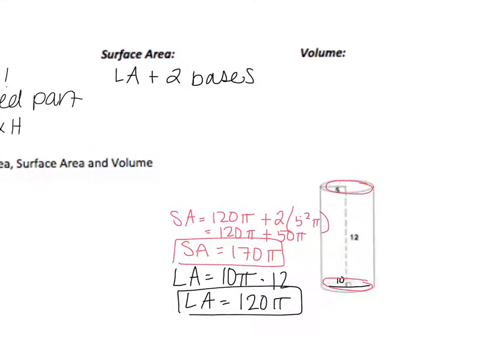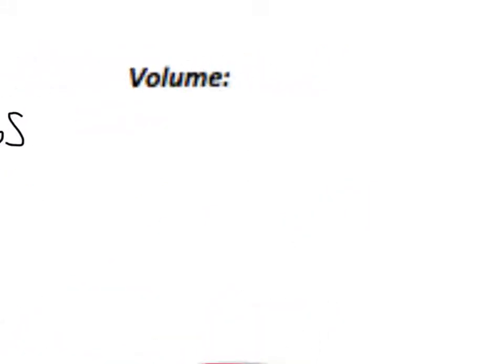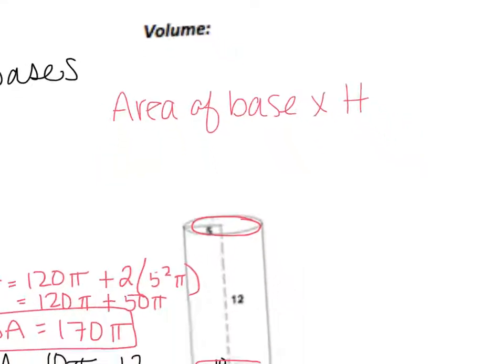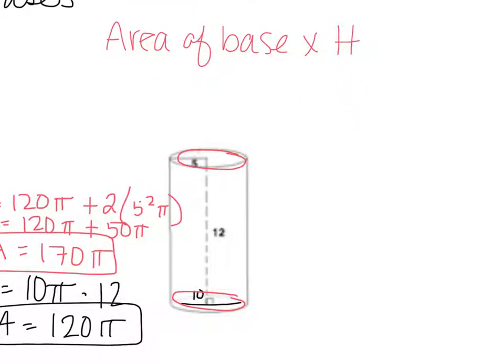Volume, good news. It's the same as a prism. You're going to take the same idea. It's going to be the area of the base times the height. In this case, not like your prisms. Your prism that we found was a triangle, or like I said, it could be a square. In a cylinder, your bases are always circles, so it's really the area of the circle times the height. And again, the height is the distance that connects the two bases.